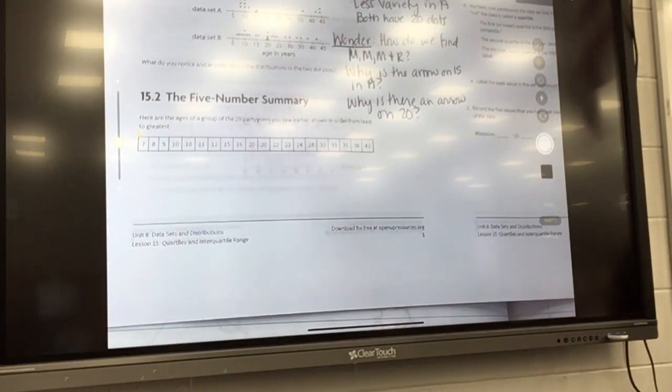What's the first number in a 5-number summary? Yes, minimum.